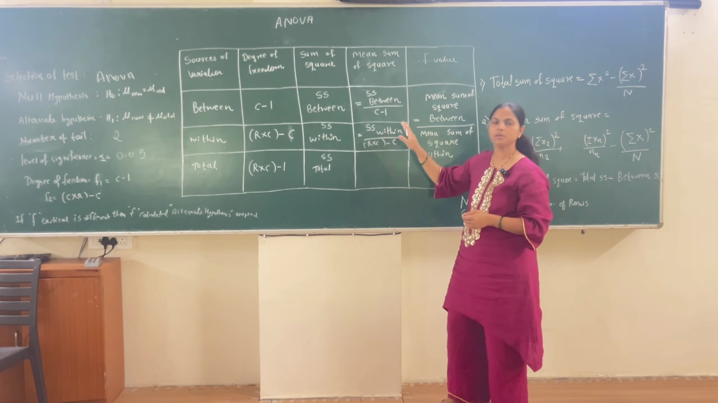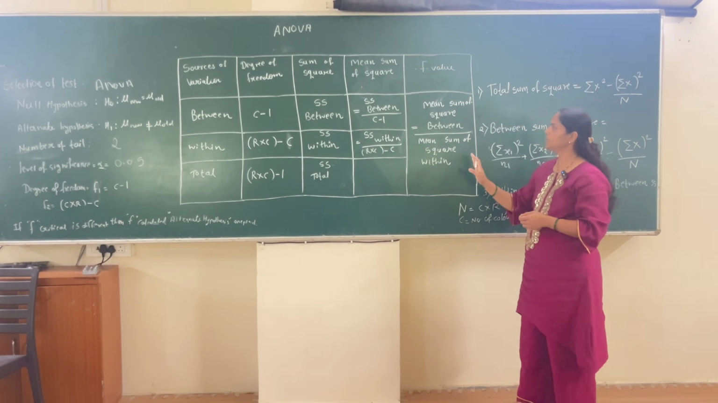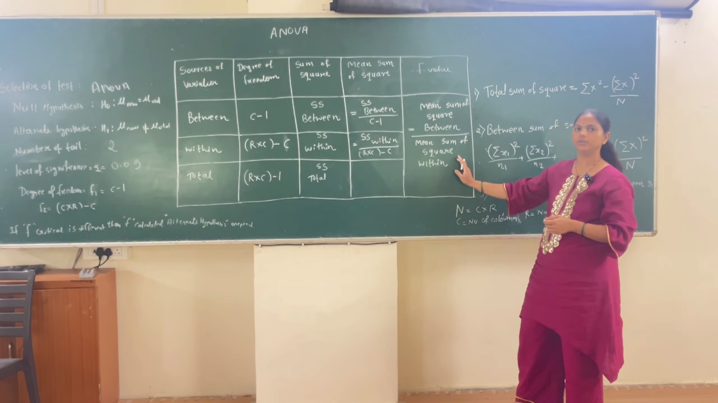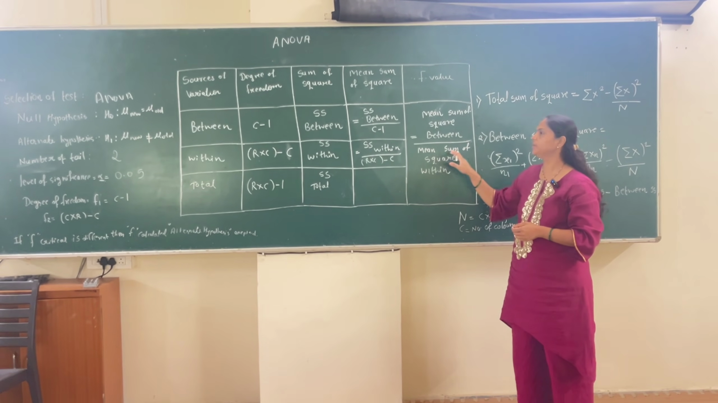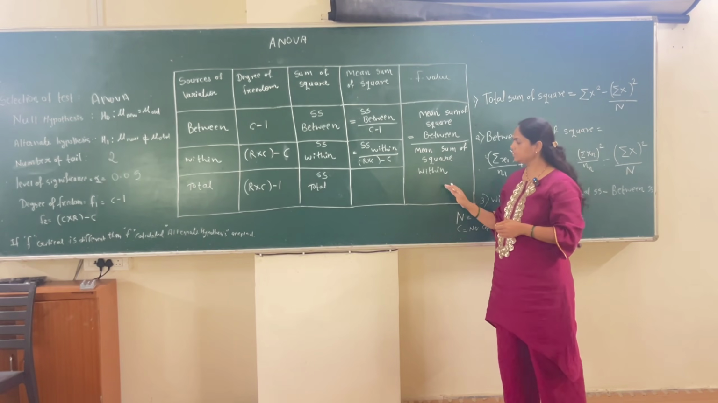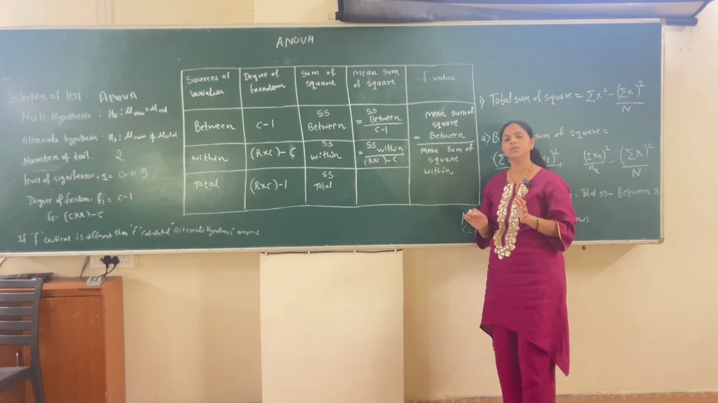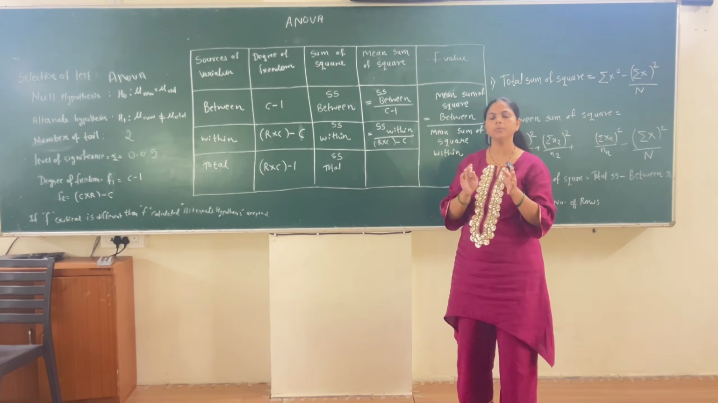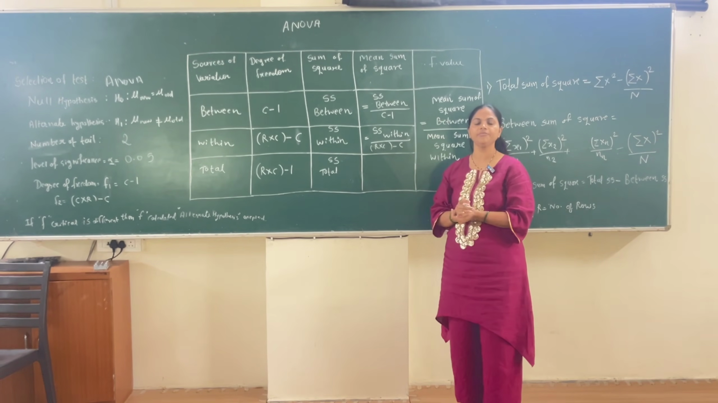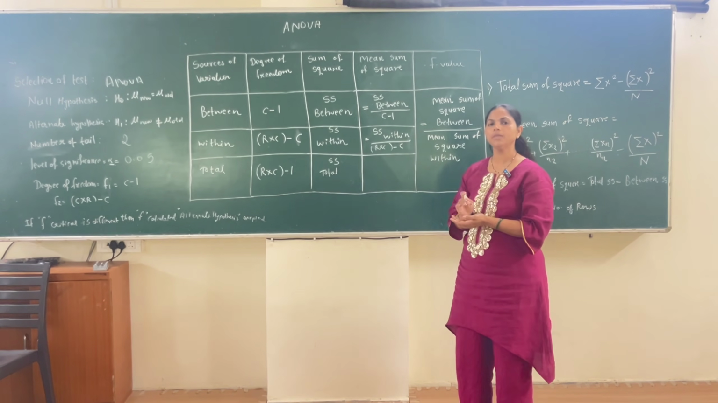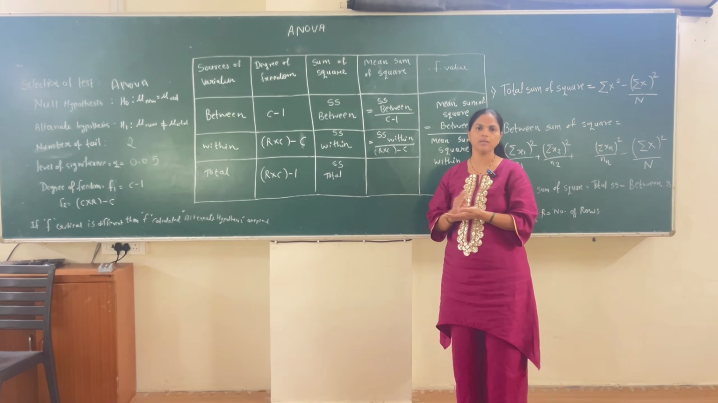Once you get the mean sum of square for between and within, you will go for calculating the F value. The formula to calculate the F value is equal to mean sum of square for between divided by mean sum of square for within. This will give you the F calculated value. Once you have got the F calculated value, you have to compare this with the F critical. F critical you will get from the F table. From that you have to check whether there is a difference between the F critical and F calculated value.